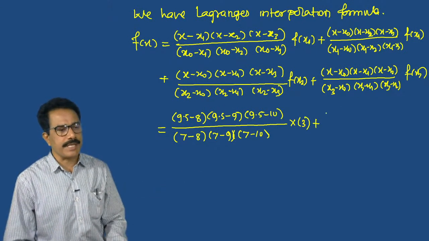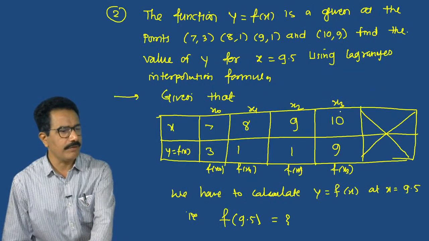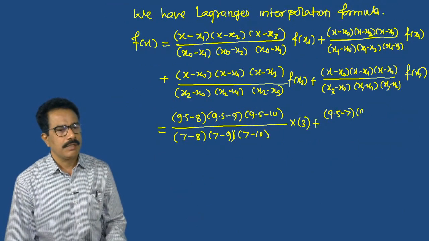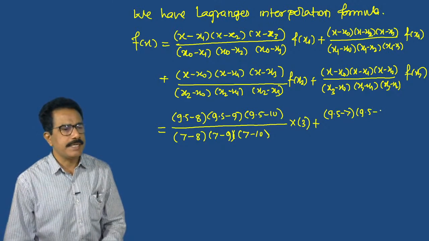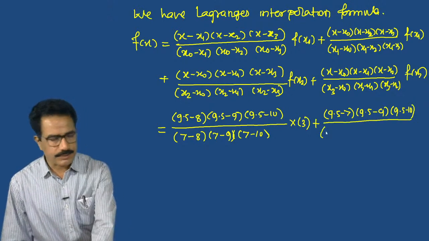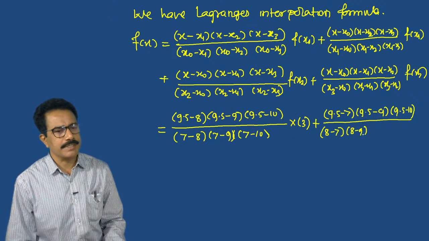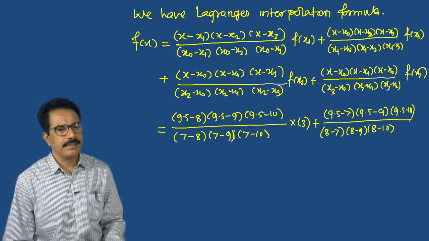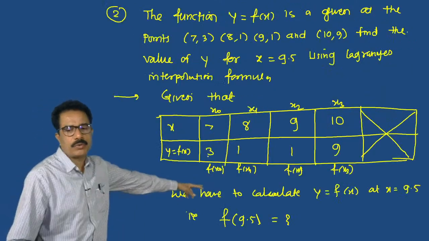Plus again x minus x0. X means 9.5 minus x0. Put the value of x0 as 7. 9.5 minus 7, 9.5 minus 9, 9.5 minus 10 divided by x1. x1 means 8. 8 minus 7, 8 minus 9, 8 minus 10 into f of x1, again 1. See this, f of x1 means we have to write 1.